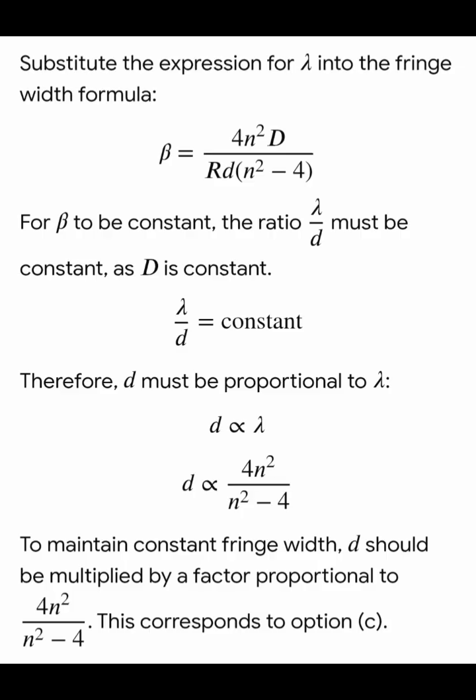So here, substituting the value of lambda in beta, we can write beta is equal to 4n square D divided by R d into n square minus 4. For beta to be constant, the ratio lambda by d has to be constant. That means lambda by d is equal to a constant, so lambda is proportional to d. That means d is proportional to 4n square by n square minus 4. So, to maintain the constant fringe width, d should be multiplied by a factor proportional to 4n square divided by n square minus 4. So, here the answer is option C.